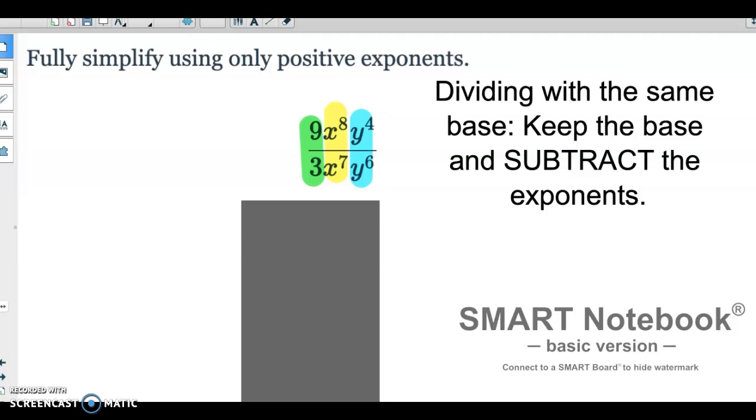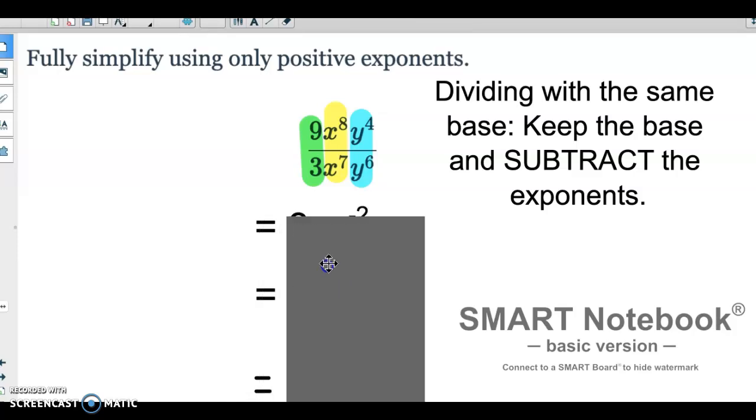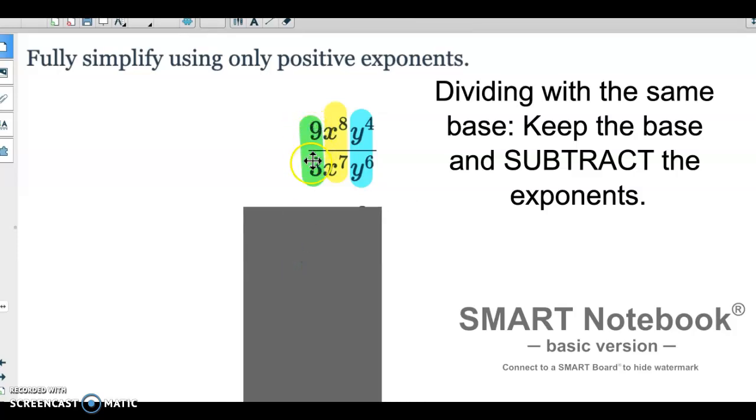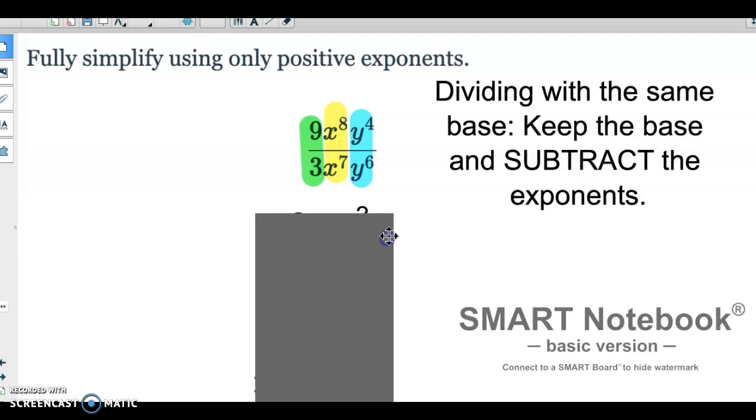So we know our new coefficient is 3, and it's going to be in the numerator of the fraction because the bigger number's on top. 9 divided by 3 is 3. 3 goes up top. Now if we look at our x's, x to the 8th over x to the 7th, again, keep the base, subtract the exponents, so we get x to the first power. And then same for our y's. Keep the base, subtract the exponents. So y to the 4th over y to the 6th is y raised to the 4 minus 6 power, which is negative 2. So right now we have 3xy to the negative 2nd power.